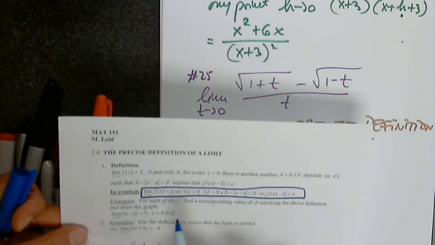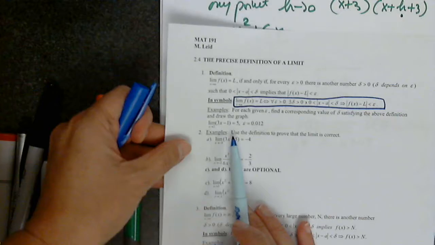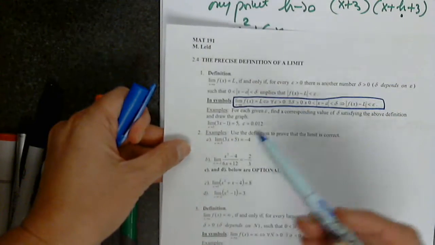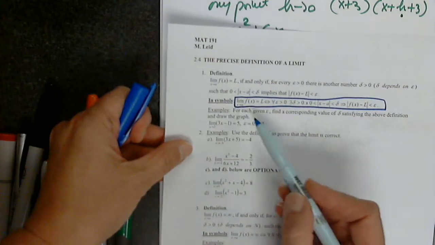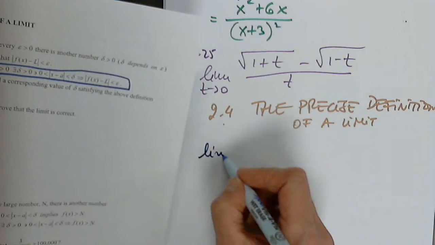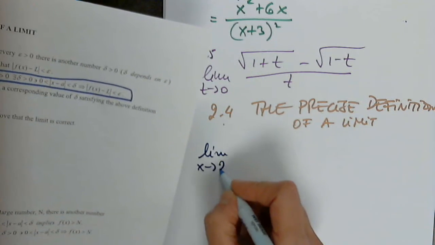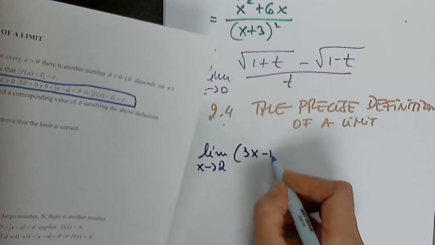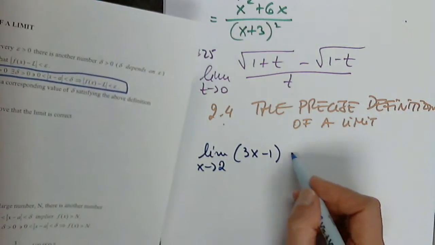So first of all, let me start with a numerical example, and then we'll talk about the definition, and then I will give you the symbols and the explanation with the symbols. So we're given the limit as x approaches 2 of 3x minus 1. How much is this?